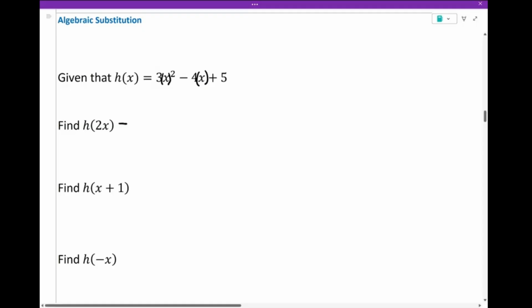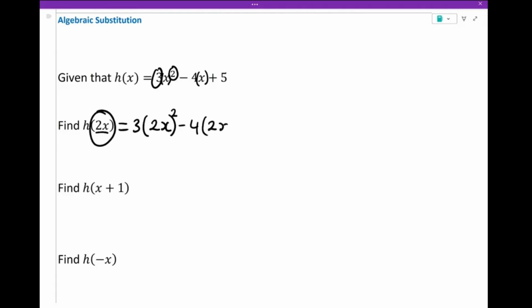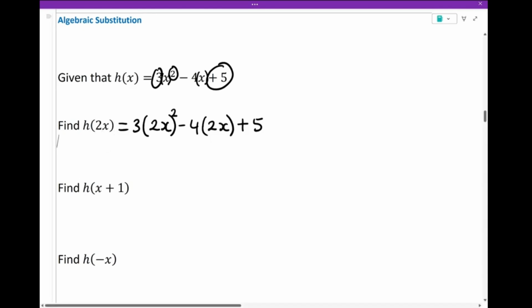So we would get the 3 at the start, and an open bracket, and in my bracket I'm going to put 2x, close my bracket, and then we've got the squared here. Then we've got the subtract 4, and then an open bracket again, and I'm going to put the 2x into that bracket, close my bracket, and then we've got the +5. And that is my function h of 2x.